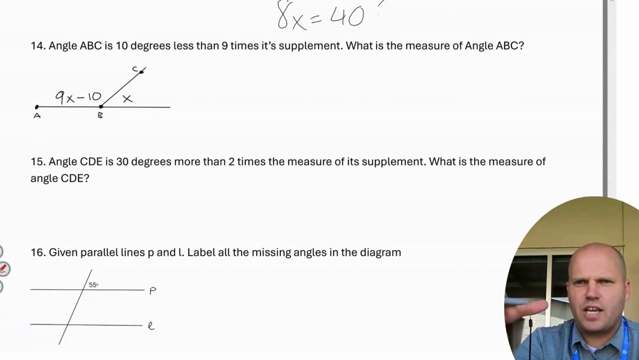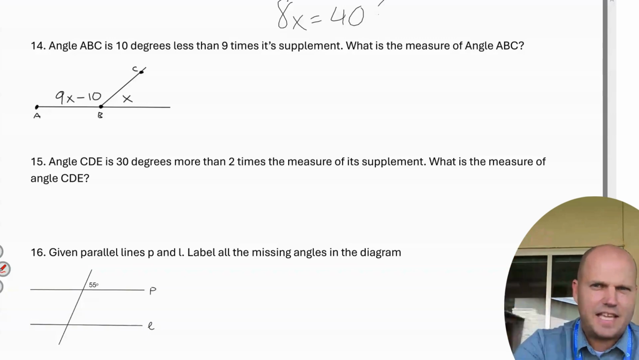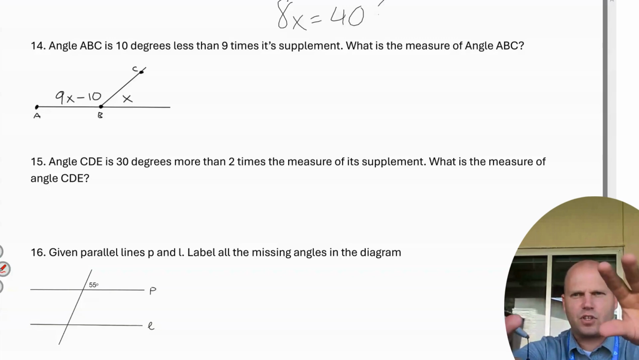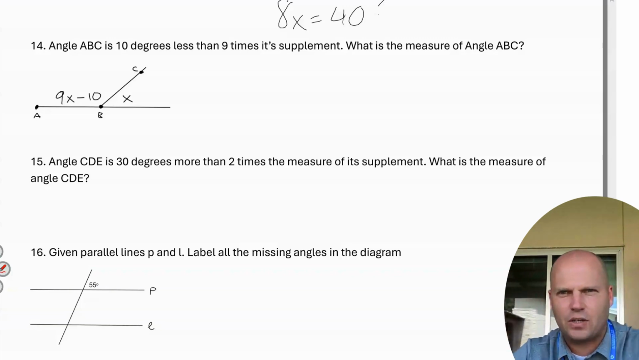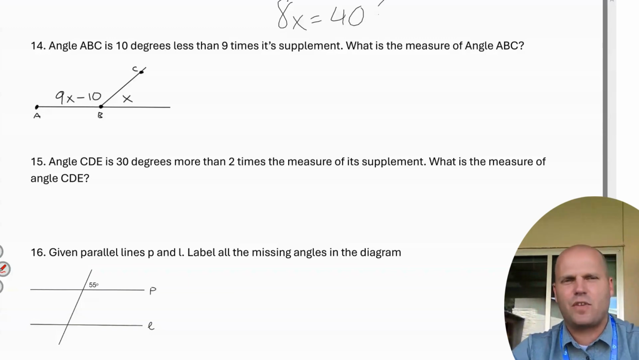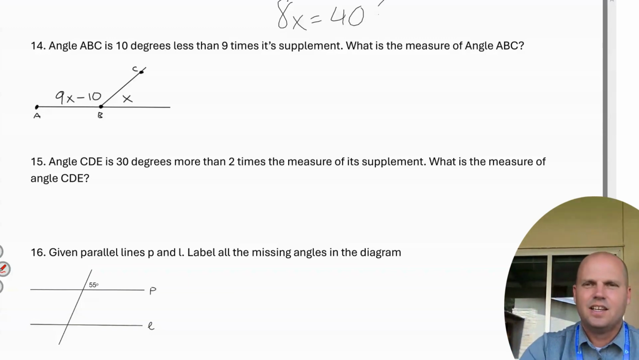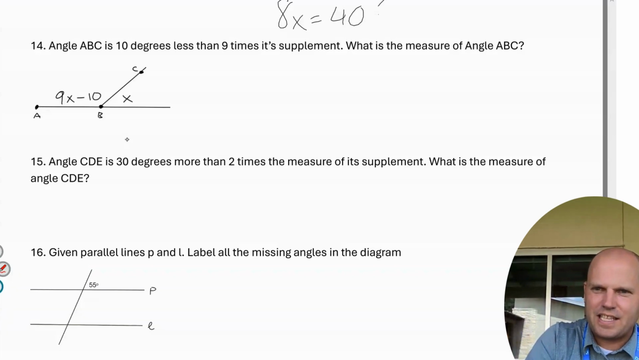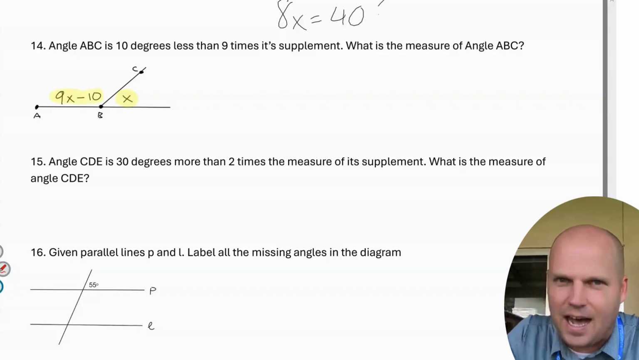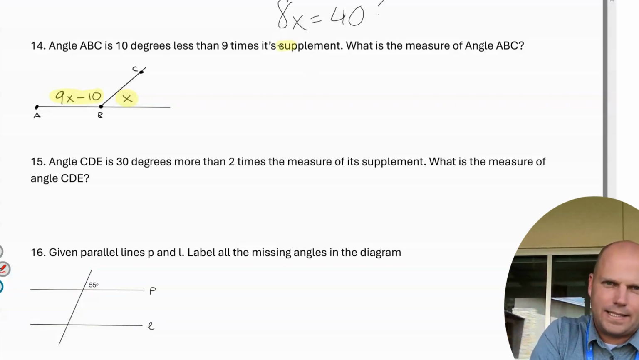Number 14 is really designed so you know how to set up the problem number 15. So we got 14, they give you the picture. You got to be able to do 15 after seeing what 14 is. So it says angle ABC is 10 degrees less than 9 times its supplement. What's the measure of angle ABC? So we start by saying this angle is x, this angle is 9x minus 10. But the two have to add up to be what?